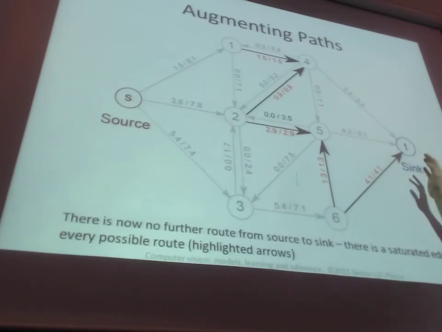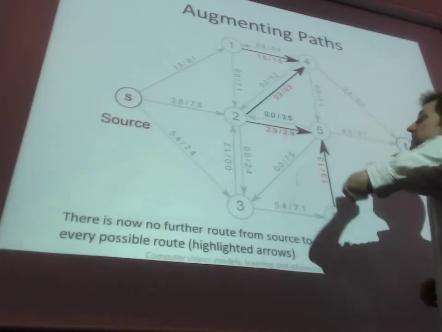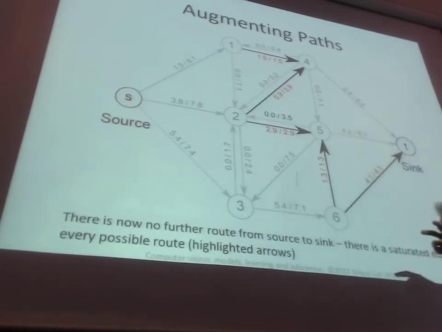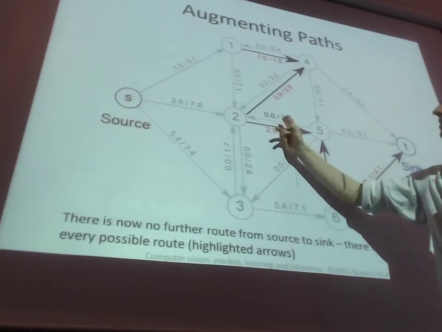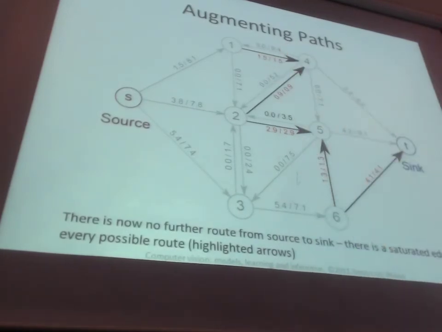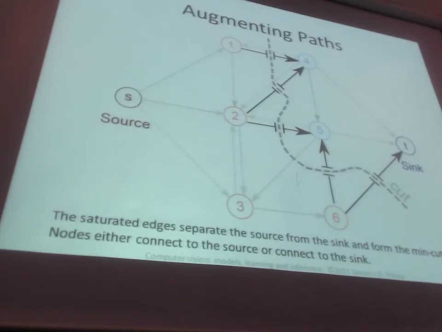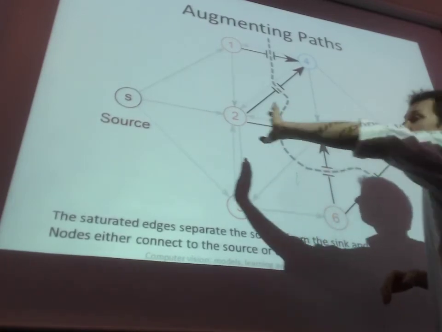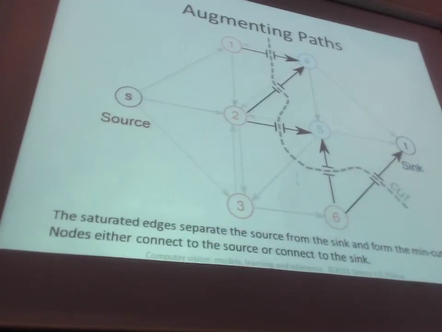It will have to pass through one of these edges, these are all maximally saturated. But we could think of cutting these saturated edges, and that is going to be the solution to our augmenting paths algorithm. This is saying this is the optimal separation between nodes that are attached to the source and nodes that are attached to the sink. Right, so it's a bit of a leap, right?